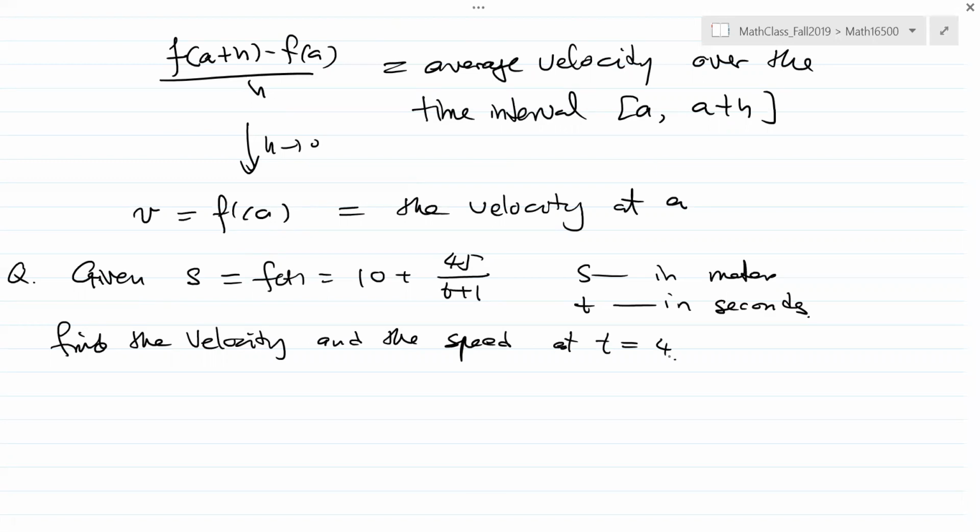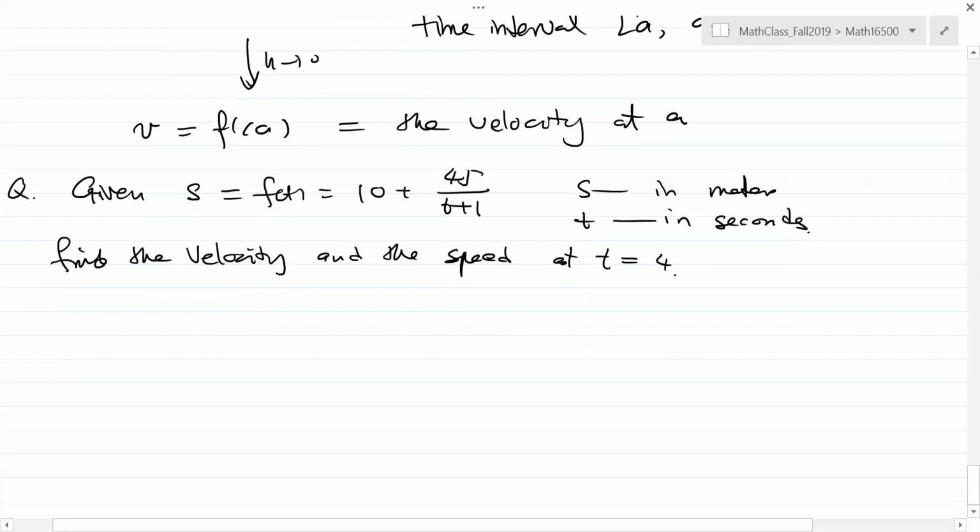Maybe we can also find the velocity when it's 0. If we can, you can try this. But anyway, let's find out the velocity and speed. What's the difference between speed and velocity? Well, velocity can be negative. Speed is always a positive number, okay?